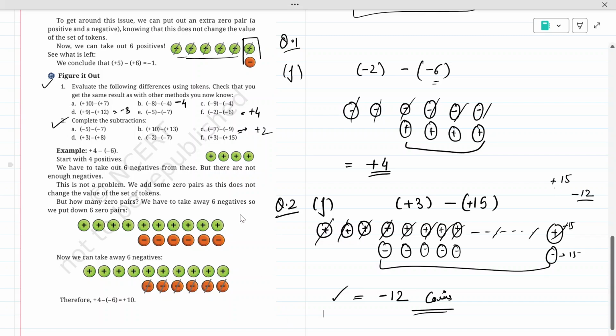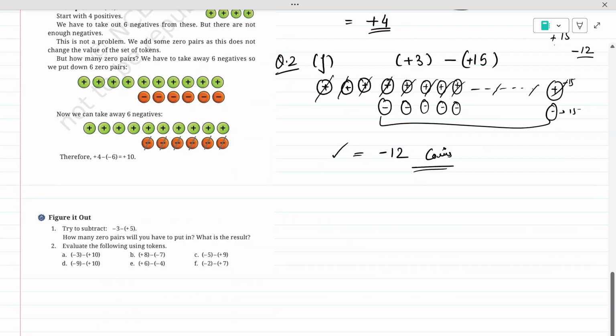Now, next question what we have here is, yeah. So kids, again here they have given another example of using the zero pairs. So let's do one thing. Let's start with this and do the figure it out. Okay, the last figure it out. I'm picking this because these are the same thing. So here question number 1, try to subtract minus 3 from plus 5.